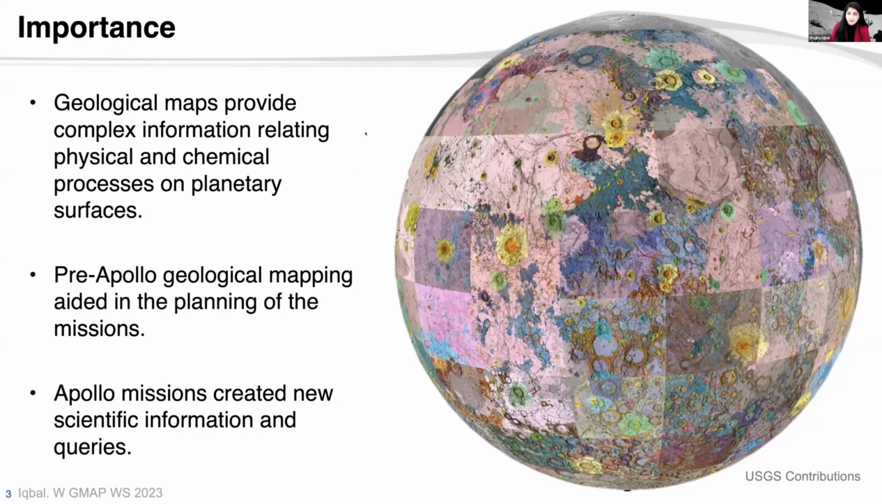And here, what you can see are geological maps that were produced in a pre-Apollo era. So these maps were produced to identify the stratigraphy of the Moon, but these were also maps that were used to plan those missions. But now, after the Apollo missions, we gained a lot of other information.